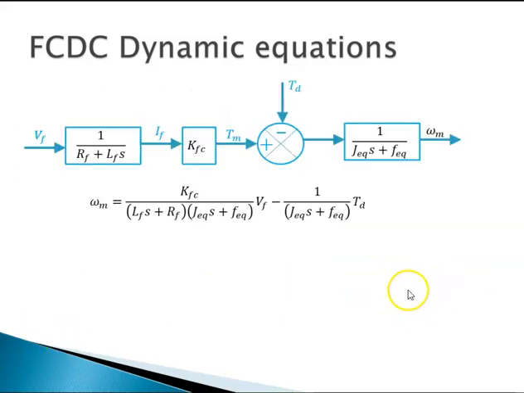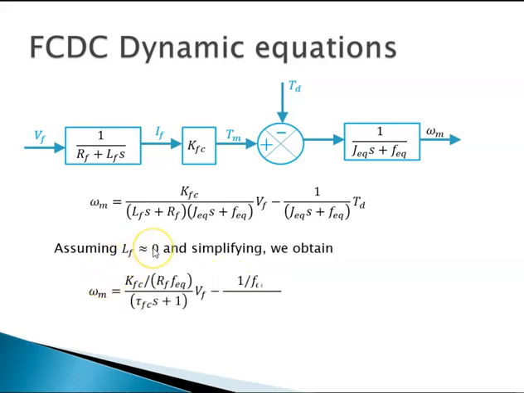If you consider this block diagram and derive the two transfer functions, this is one transfer function G1 multiplied by Vf, and this is another transfer function G2 multiplied by Td. We again say that inductance is very small and hence can be ignored. We write the equation and manipulate it a little to get it in the standard form. The time constant term appearing here is 1 plus tau fc into s. This tau fc, we saw, is J equivalent by F equivalent.